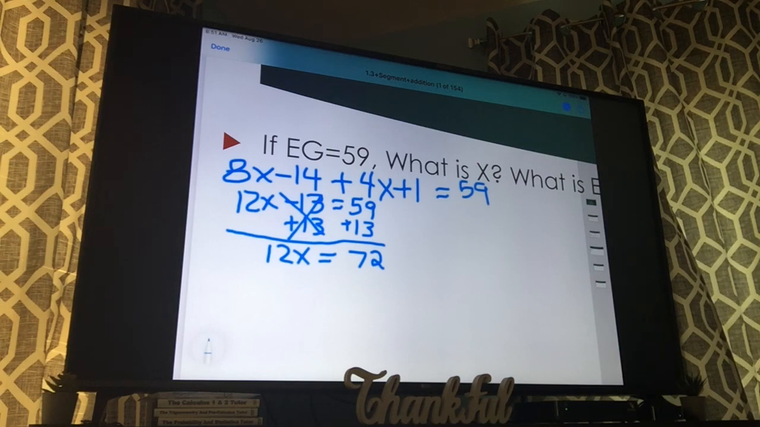Okay, now we still need to get x by itself. So right now it's multiplied. So in order for us to get rid of it, we need to do the opposite. So you're going to divide by 12, divide by 12. So x equals 6. Okay, so above the x, I'm just going to write 6. You guys can just circle it on your page. That's totally fine. Okay, so we know what our x value is now.